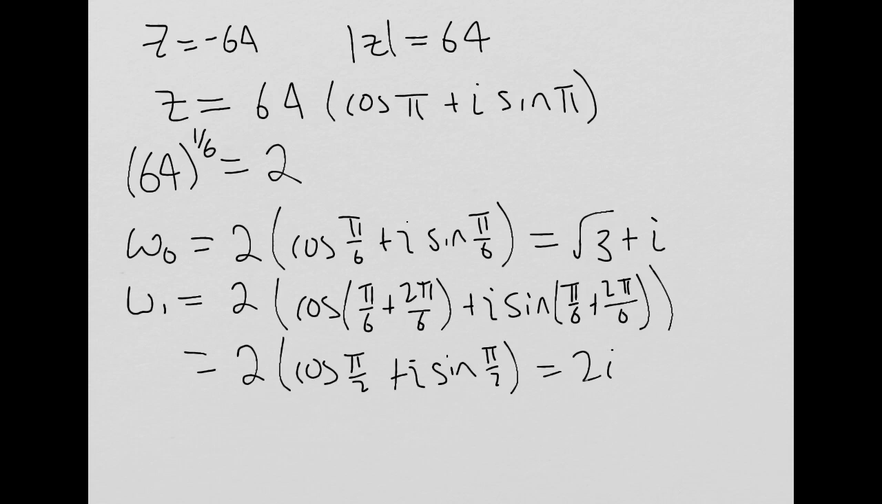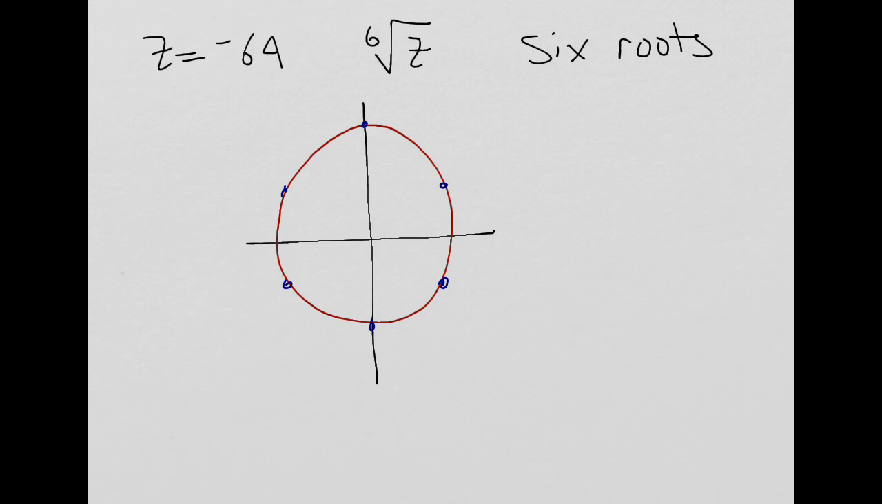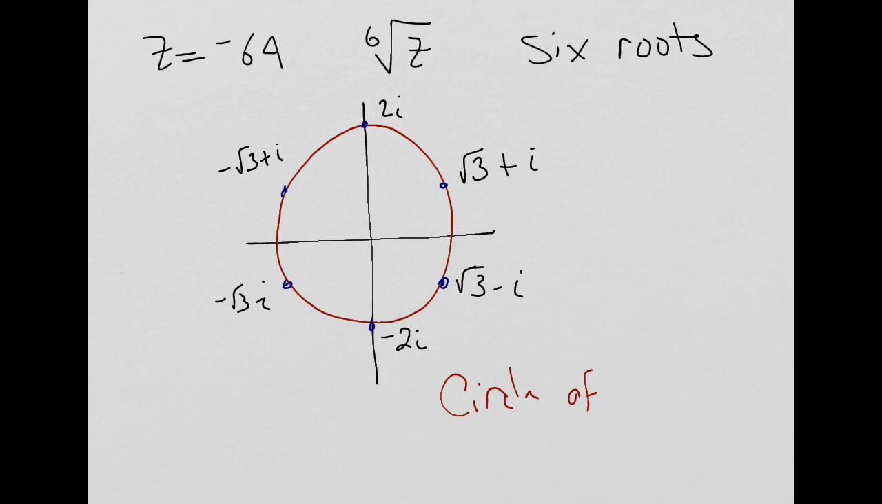And I can continue with these the rest of the way, and what I actually end up with, if we go back to our circle, is root 3 plus i, there's 2i, negative root 3 plus i, negative root 3 minus i, negative 2i, and positive root 3 minus i. That nice symmetry, distributed evenly all around the circle, and it turns out that we have a circle of radius 2.